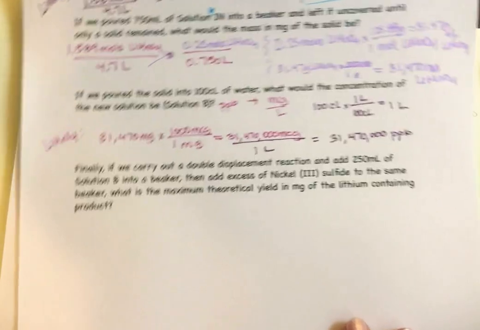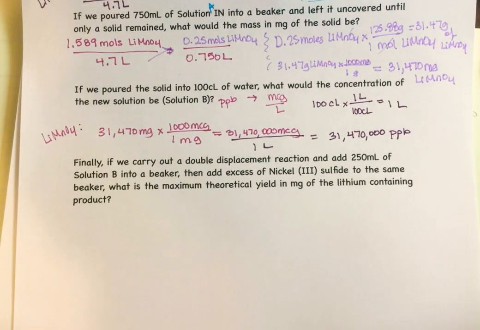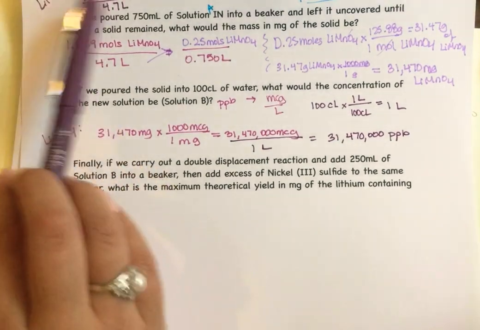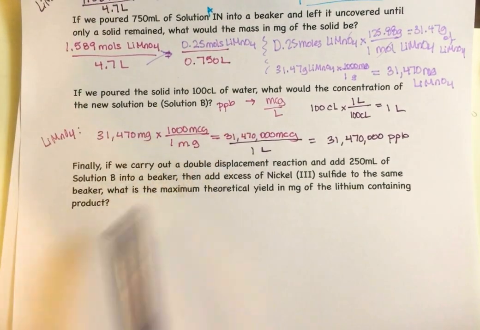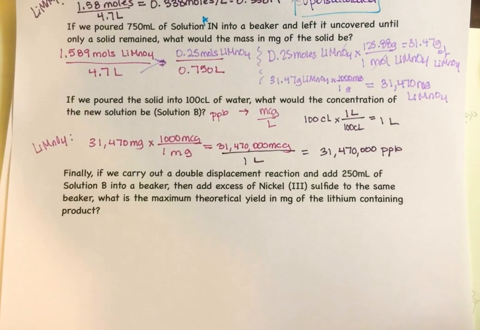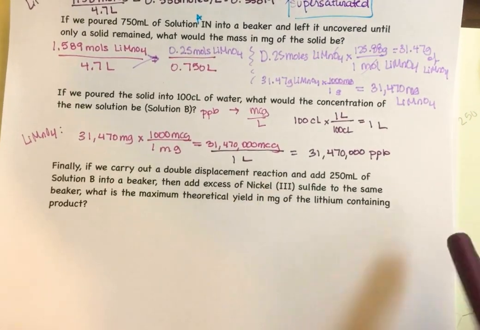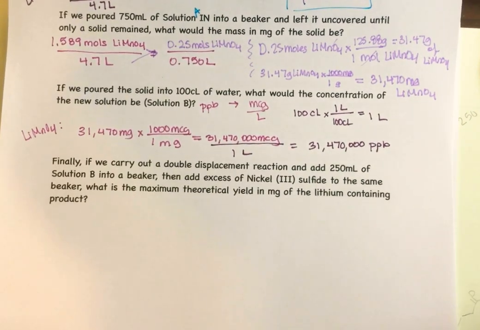And then finally, a little bit of chemical reactions and stoichiometry. If we carried out a double displacement reaction and added 250 milliliters of solution B, so we're not looking at solution A up here, but this solution B, and then added excess of nickel(III) sulfide, nickel(III), we have that Roman numeral because it's a transition metal, to the same beaker, what is the maximum theoretical yield in milligrams of the lithium-containing product? So let's write out what the equation would look like.